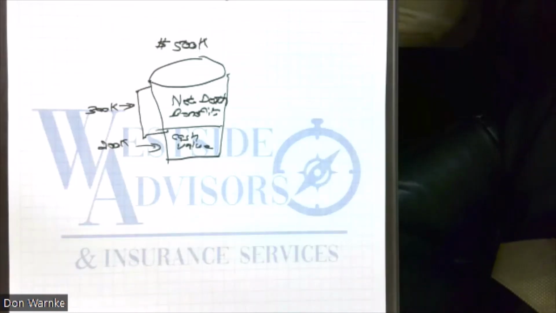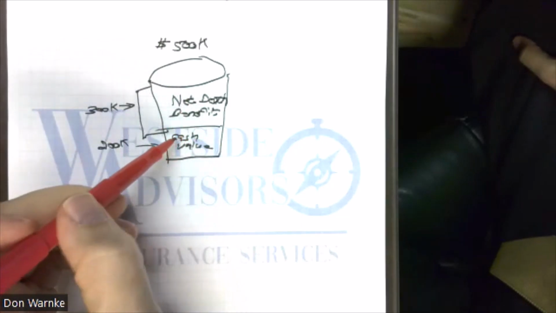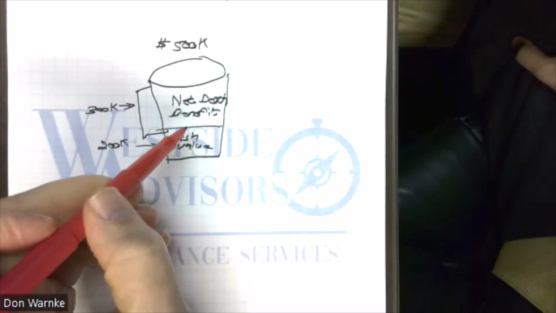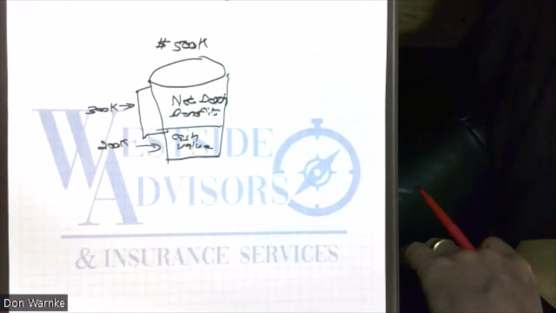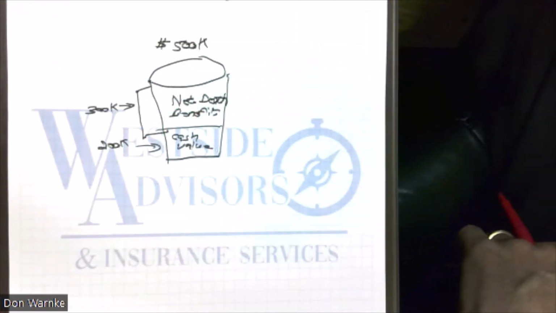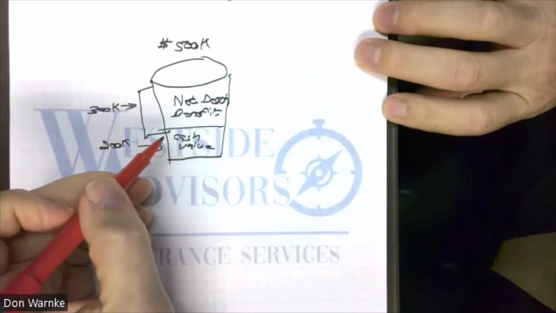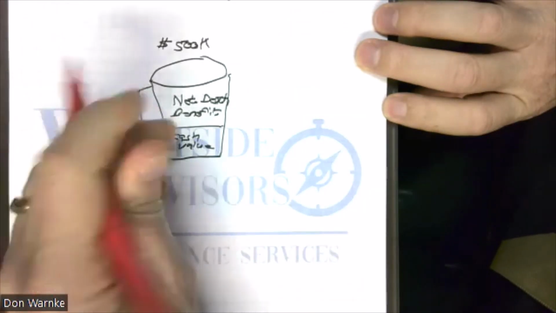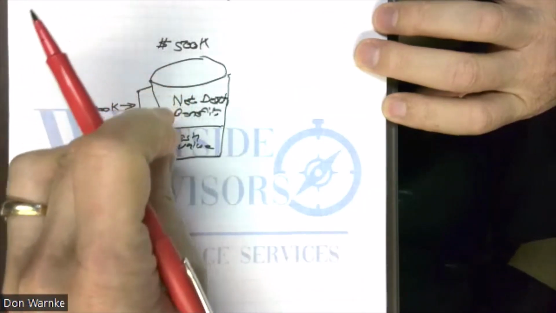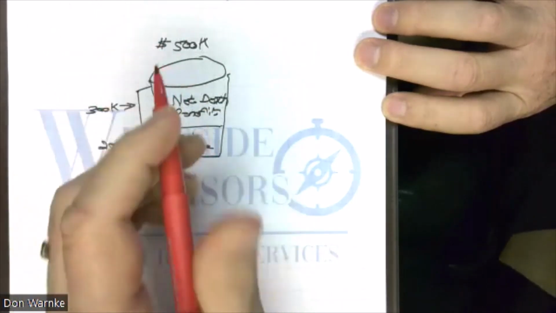Now, the thing to understand is this contract is made up of a side account that's accumulating cash and then an annual renewable term. And what we know about an annual renewable term is the mortality cost goes up each year as a person gets older. Now, the hope is that as you get older, if this cash value will grow, it will help shrink the net death benefit, which will help control the mortality cost.